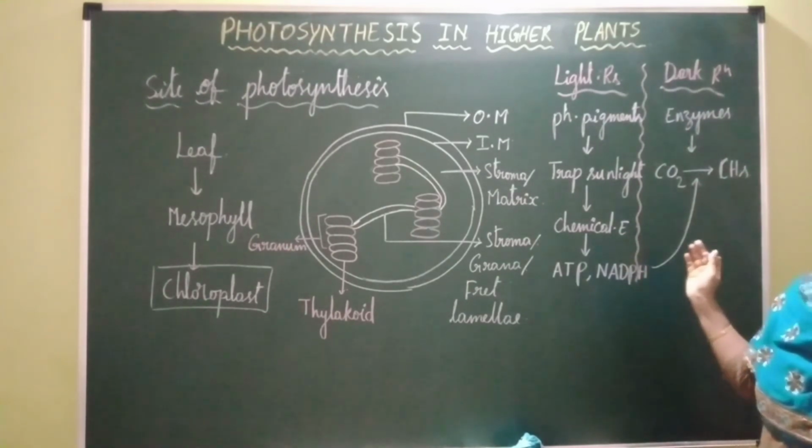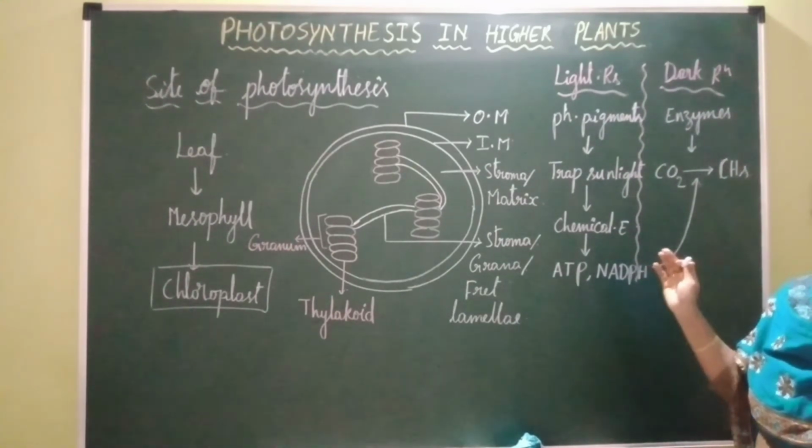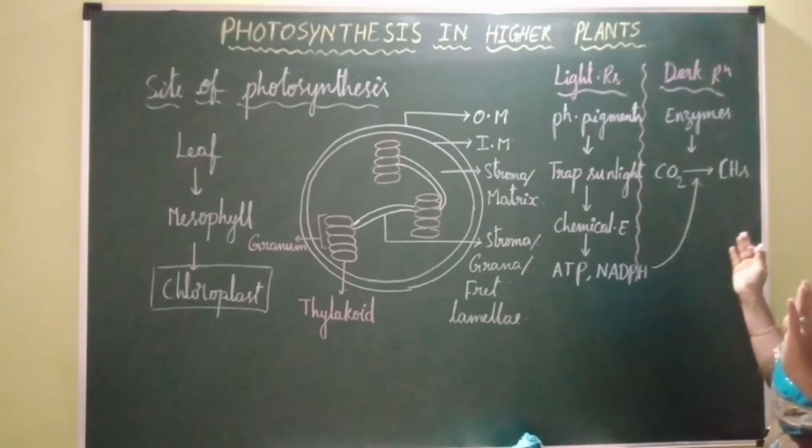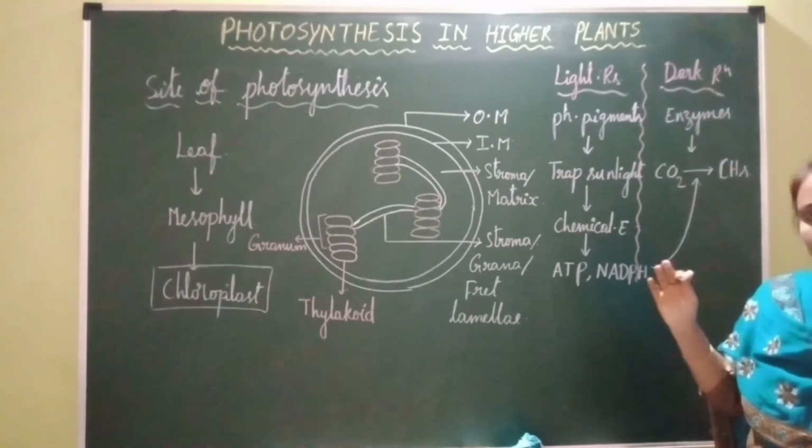So this is all about the site of photosynthesis, that is the chloroplast, and the light reaction and dark reaction. Now let's start with photosynthetic pigments.